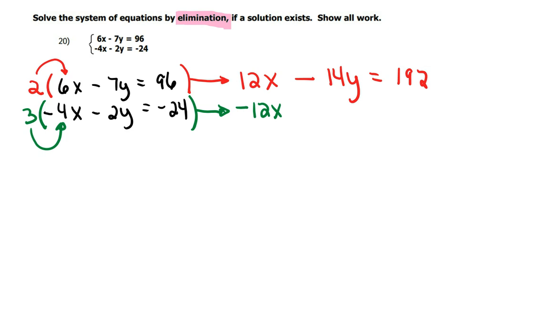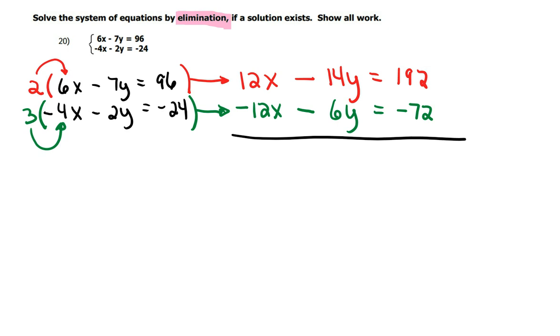The goal of elimination is to eliminate somebody. And if they don't happen immediately, like the way they're handed to you, you have to make it happen. You're simply using the multiplication property for solving equations: what you do to one side, you have to do to the other. You have to multiply everybody by that number. So the second equation, I'm multiplying by 3. That's going to be negative 12x minus 6y equals negative 72.